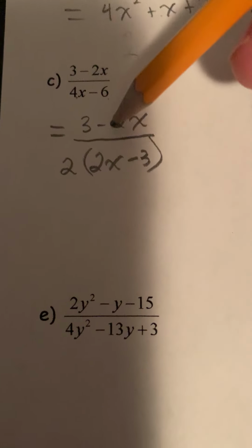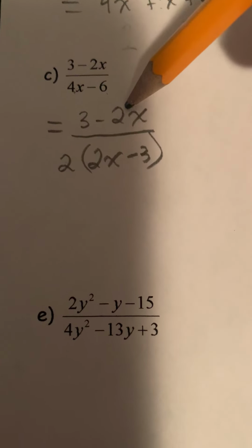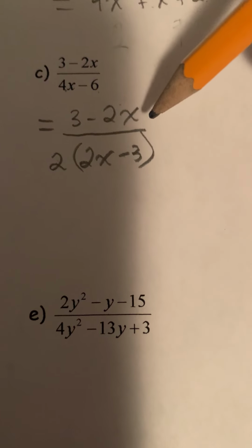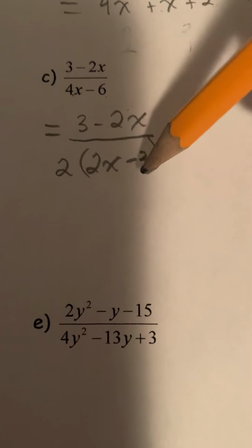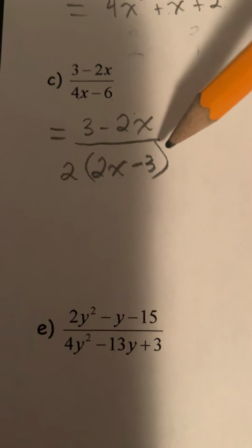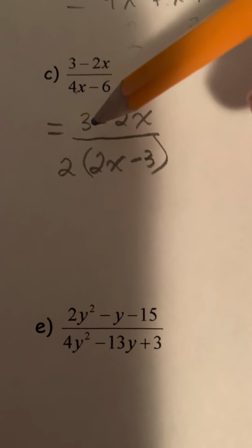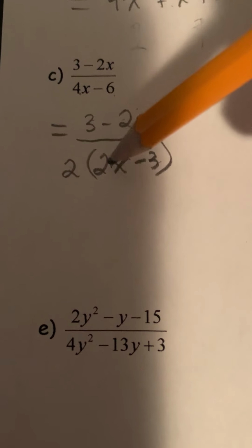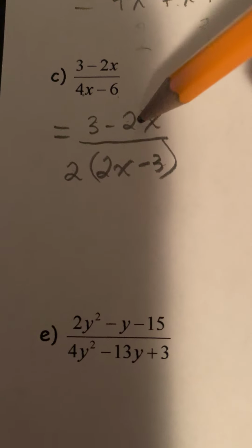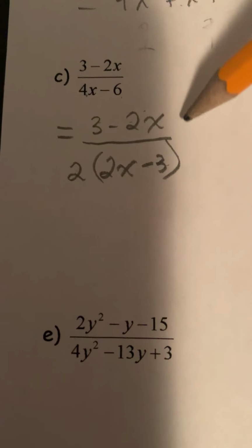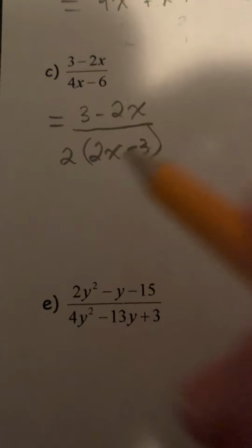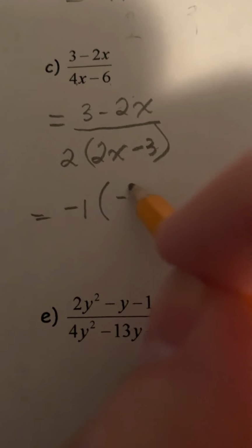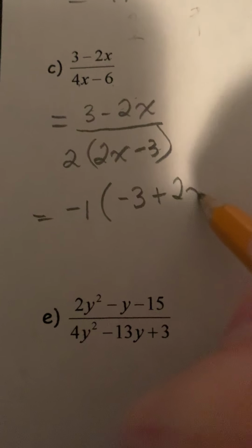Okay, so in this case, it looks very similar. Negative 2x and 3 and 2x minus 3. They look very similar, but they're not exactly the same, so we can't cross them out. So here, we have a positive 3, we have a negative 3 here. We have a negative 2 and a positive 2. So in this case, what we do is we factor out a negative 1 from the numerator. So when you factor out a negative 1, you're left with a negative 3 plus 2x.